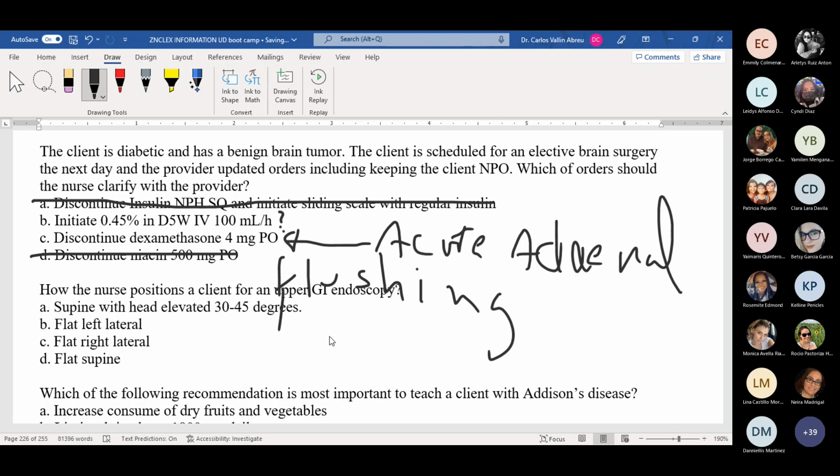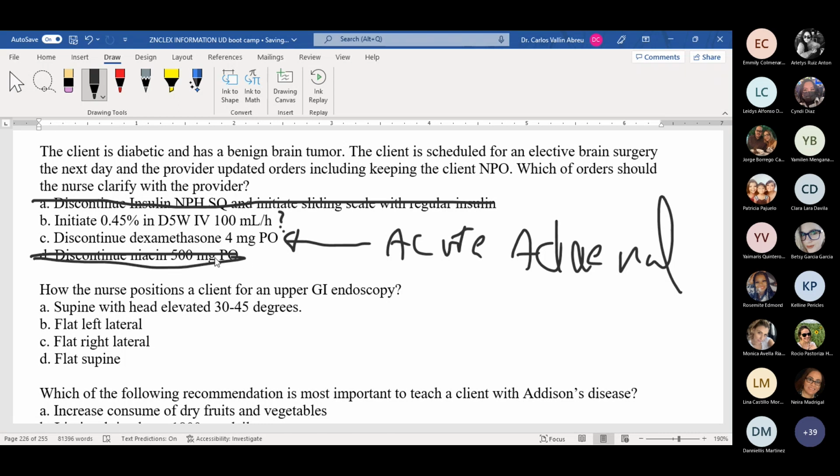How can this flushing be avoided? Aspirin. A baby aspirin. Yes, aspirin. Taking a baby aspirin half an hour to 1 hour before the dose of niacin, you can prevent this flushing. This is an NCLEX question, a pharmacology NCLEX question. I saw this question. Somebody commented this question to me from the NCLEX. Okay, so now we are in our NCLEX and we are remembering the stuff.